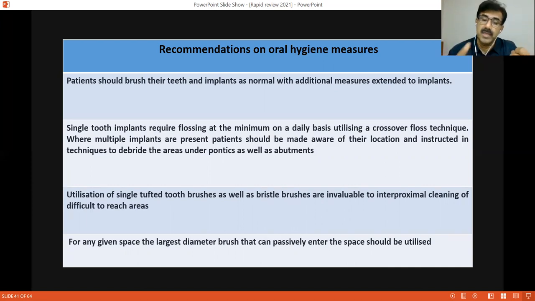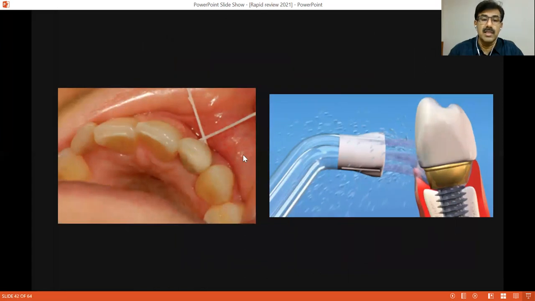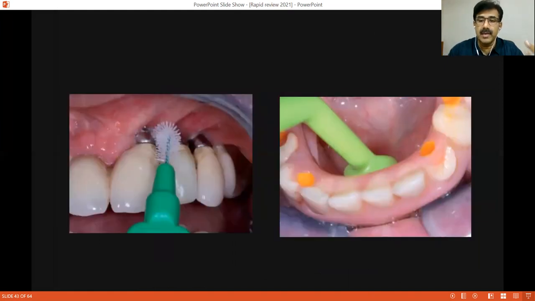Other than antimicrobial agents, mechanical cleansing can be used. You can use single tufted brushes, bristle brushes, proxa brushes. All these brushes can be used. Now this is what I told, the crossover flossing technique that should be given for a single implant. Along with that, irrigation can be given, a water pick or other aids can be used. Now this is the interproximal brush that may be curved to go into the interproximal space between implants.